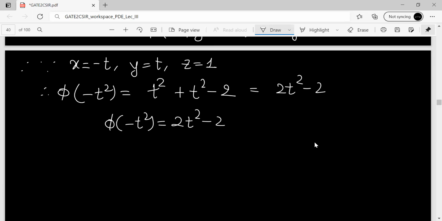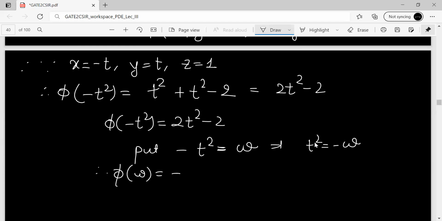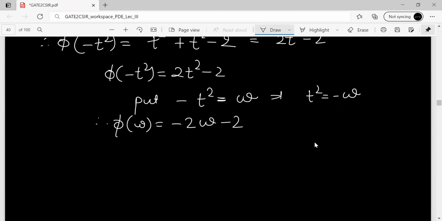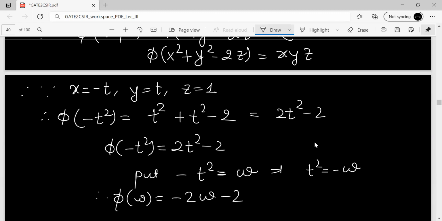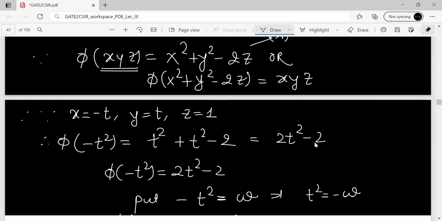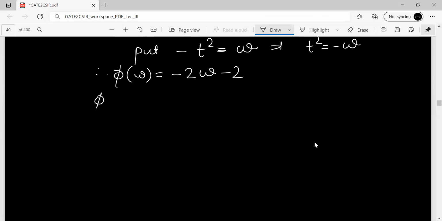Now you have to make it into a single variable. So put minus t square equal to some omega. So therefore, from here, t square will be minus omega. So that means I'll be getting phi of omega equal to minus 2 times omega minus 2. Okay, because t square is minus omega now. So you're getting phi of omega to be minus 2 omega minus 2. And now I'm using this equation. So instead of omega, put this value, and then equate those two functions.